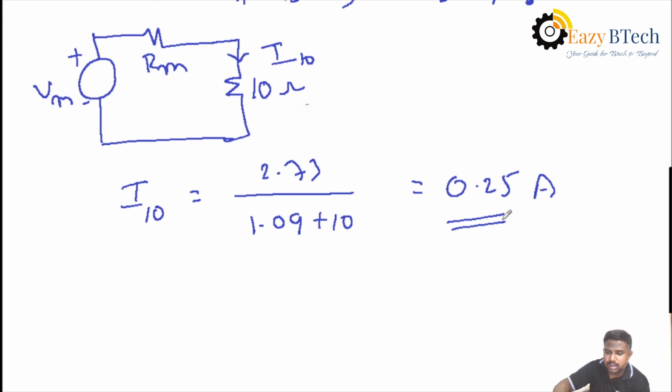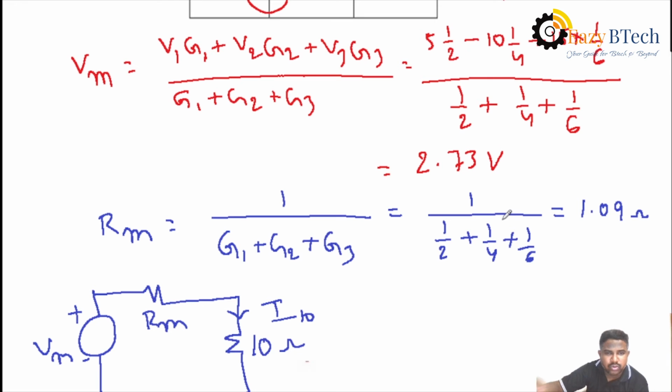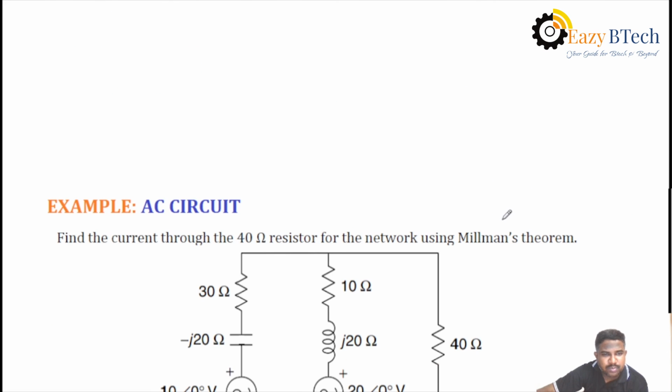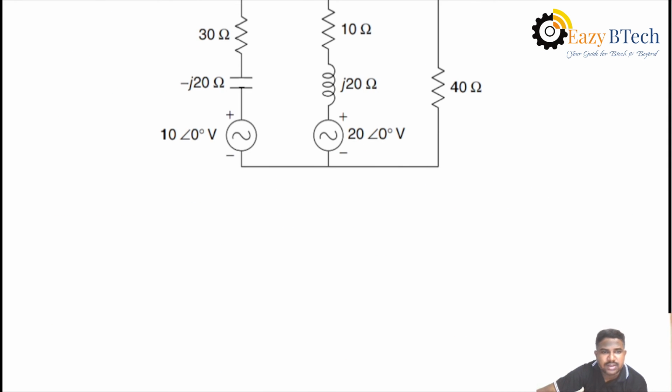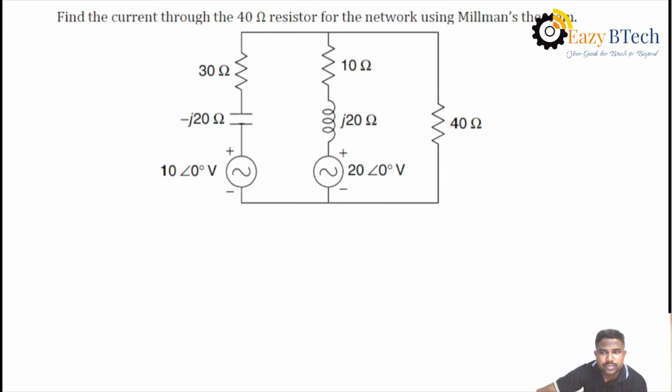Okay, this is the verification of Millman's theorem. Here, the important point is to remember the formula for Vm as well as the formula for Rm. Both formulas are very, very important. This problem is also very important in GATE examinations. Then practice more. For example, we can take an exam problem on Millman's theorem in the case of an AC circuit.